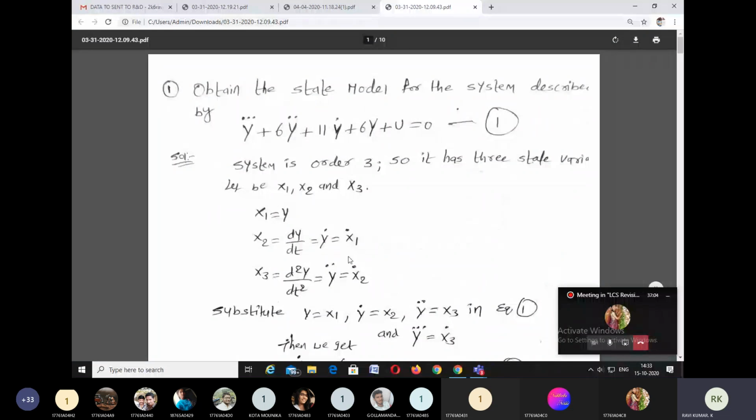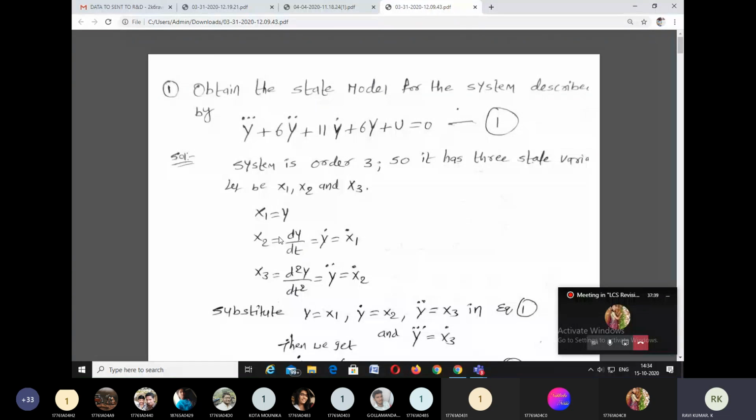That's why the state model may not be single. The transfer function for the system is single, but the state space model representation is not single. You can represent the system in different ways, depending on the variables you take, x1, x2, x3. So x2 is equal to x1 dot, and x3 I am writing as d square y by dt square, which is y double dash. If you take the derivative of y dash, it becomes y double dash, so it is equal to x2 dot. All of you understand this point.